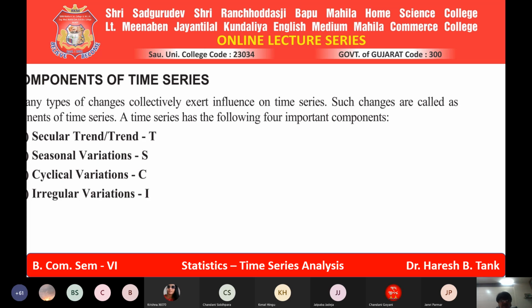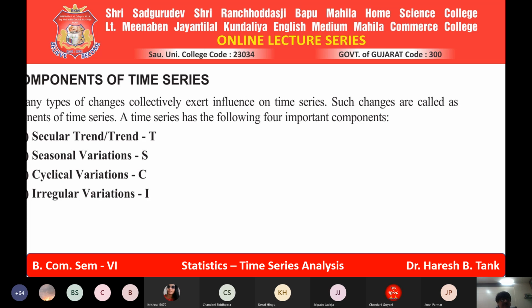Components. There are 4 components in a time series. One is called trend, or you can say secular trend. Both of them are denoted with T. The others are seasonal variation, cyclic variation, and irregular variation, which we have studied in detail. What do you mean by secular? What do you mean by seasonal? What do you mean by cyclic or irregular? To recap, secular trend is the general trend.